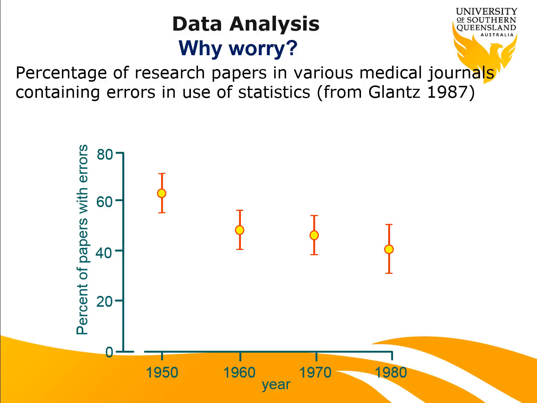So this graph is from Glance in 1987, another really old example, but again, a good one, I think. This is the percentage of papers with errors in 1950, 60, 70, and 80, with a standard deviation applied here. I'm showing this graph because in the next part of this presentation I'm going to be talking about good graphs and bad graphs. I'm going to come back to this example because there are a couple of errors on this graph that we'll have a look at at the end.